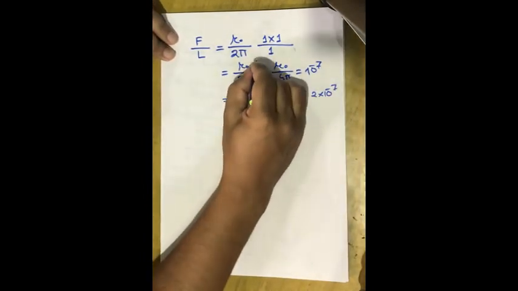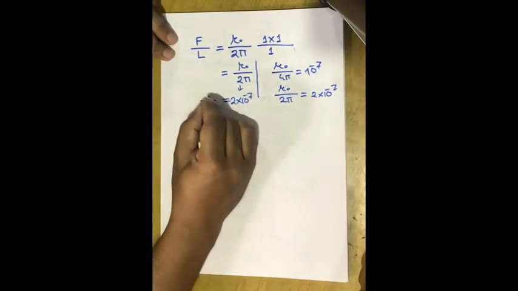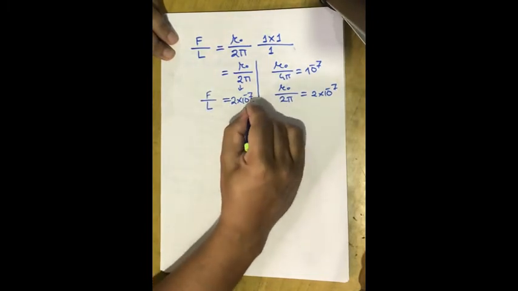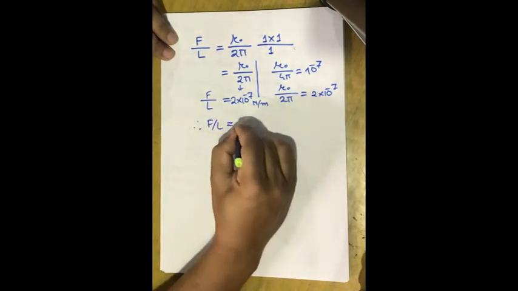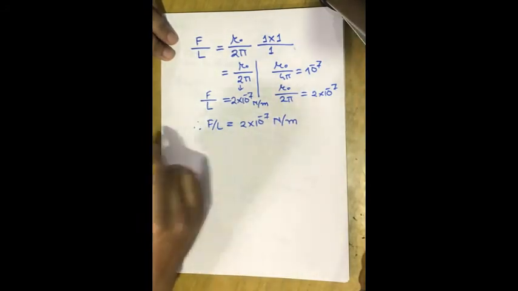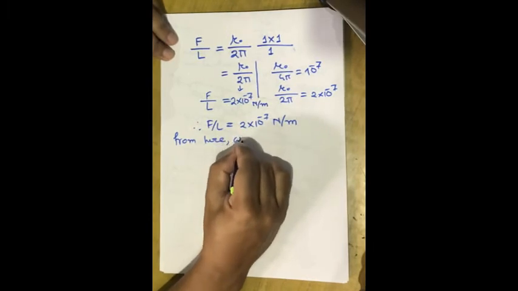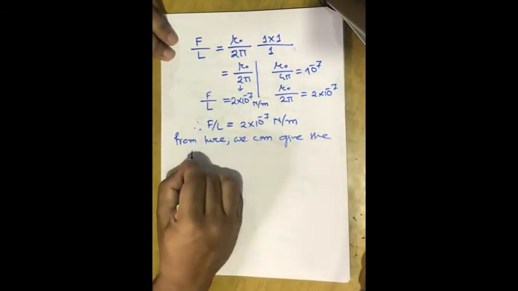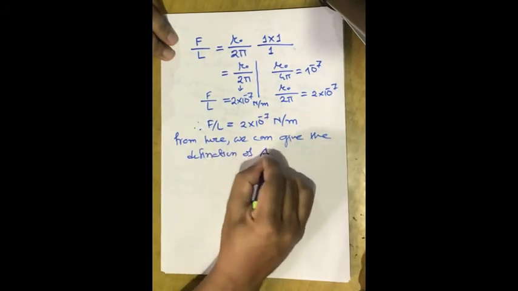So this value will give us 2 into 10 to the power minus 7 for F by L. F is in Newton and L is in meter, so its unit will be Newton per meter. Therefore, F by L is equal to 2 into 10 to the power minus 7 Newton per meter. Okay, so from here we can give the definition of ampere.